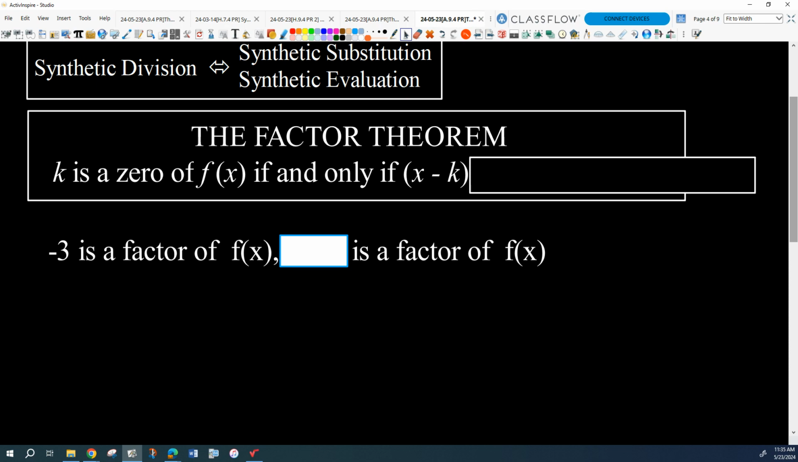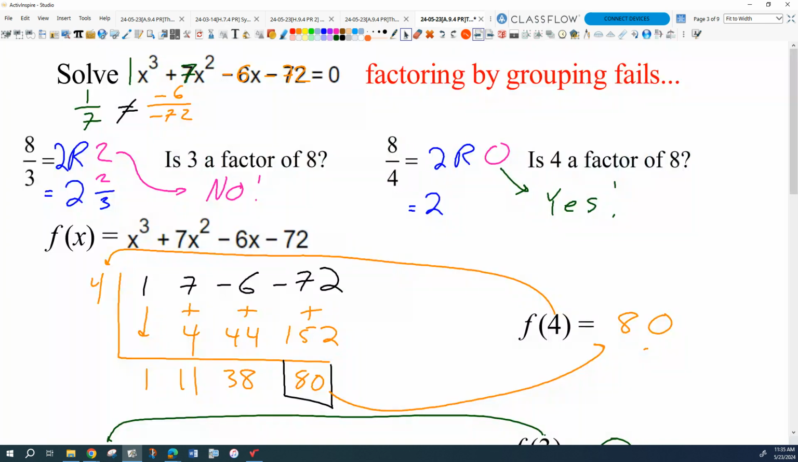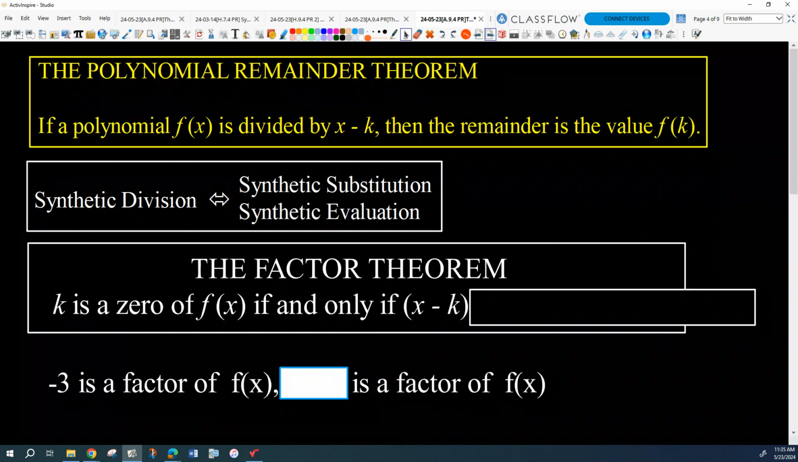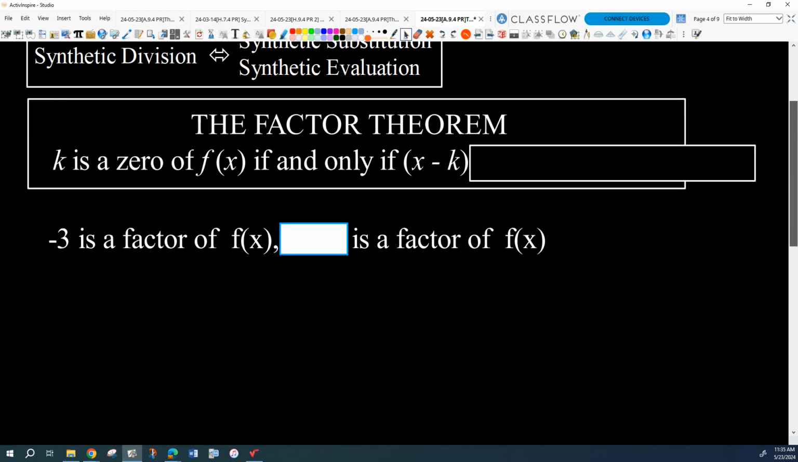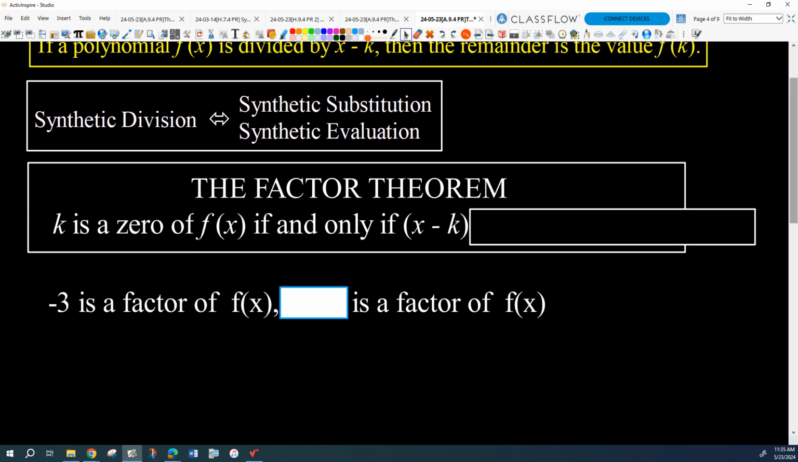You guys told me that stuff a little bit ago. You told me 8/4 equaled 2, so 4 was a factor of 8 because the remainder was 0, right? 3 is not a factor of 8 because the remainder was not 0. So if the remainder is 0, that means that k would be a 0, right? That's what it means to be a 0. It causes a remainder of 0.